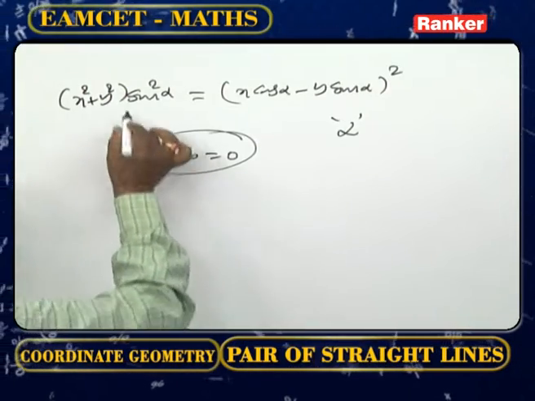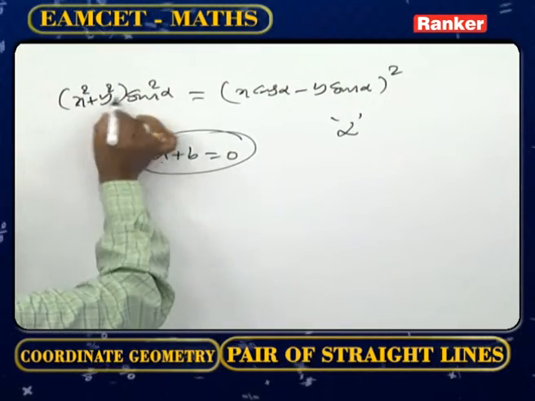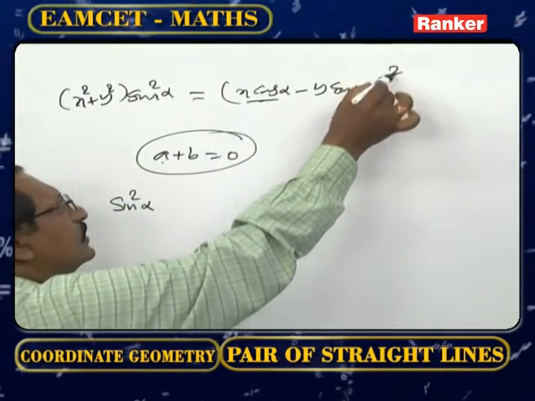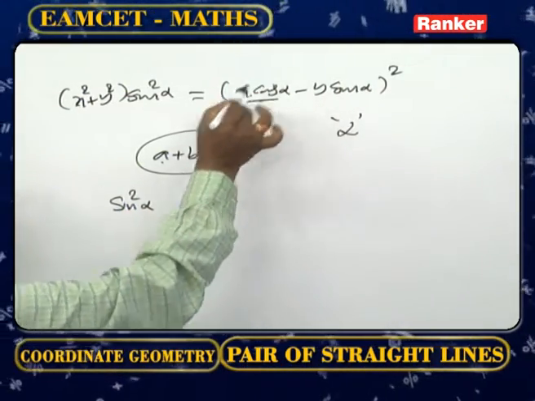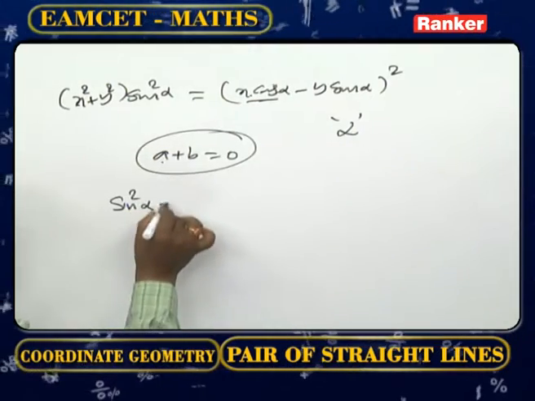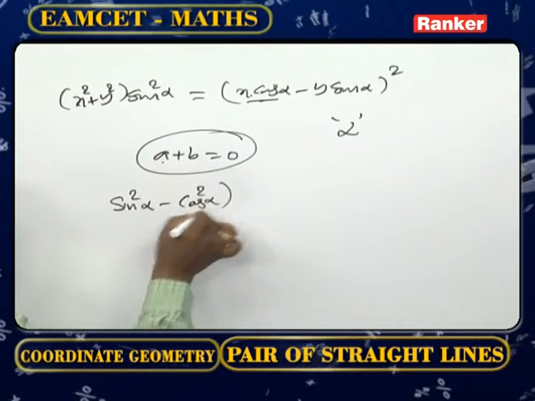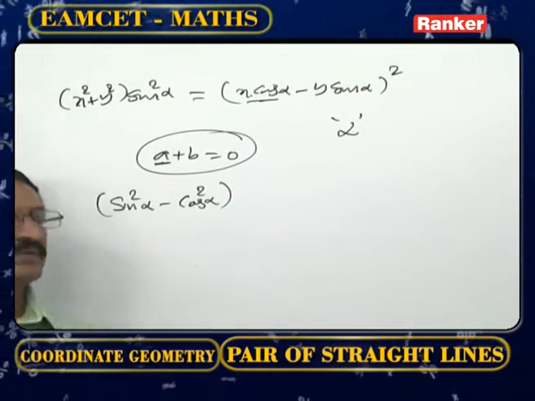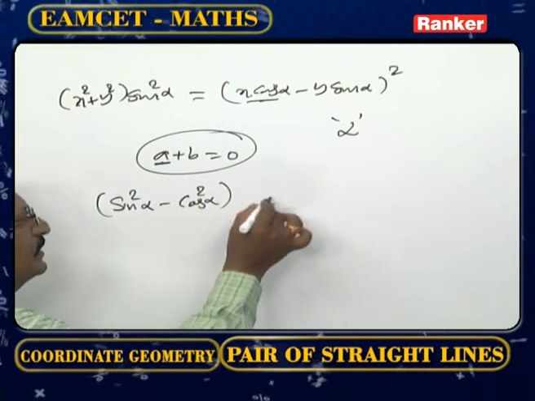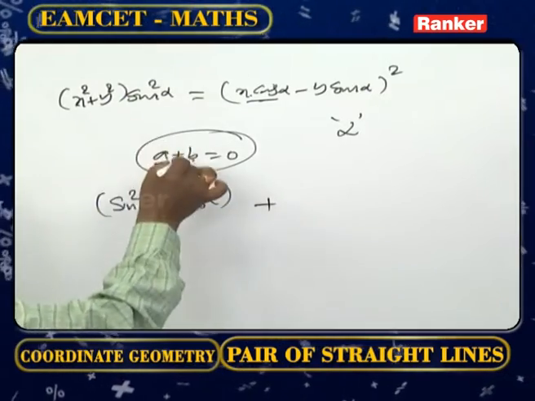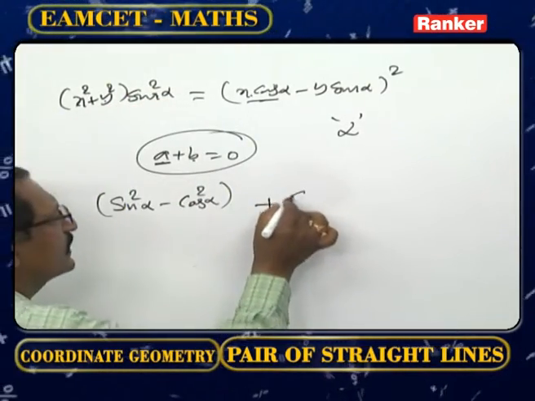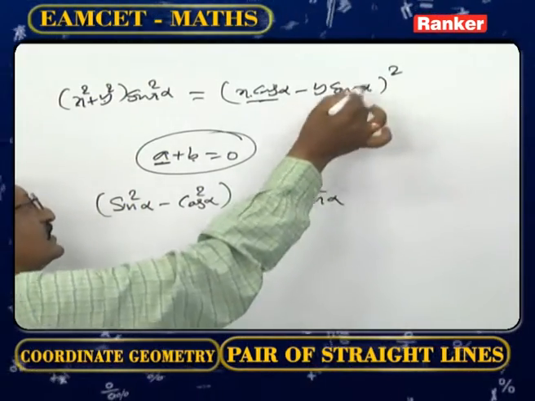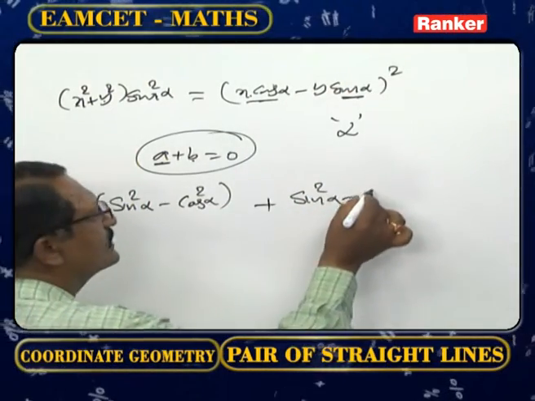Now the coefficient of x squared: on the left side it is sin squared alpha, and on the right side we also get x squared times cos squared alpha. Taking the left side minus the right side, a equals sin squared alpha minus cos squared alpha. Plus the coefficient of y squared, b: on the left side it is sin squared alpha, and on the right side also sin squared alpha, so taking left minus right, b equals sin squared alpha minus sin squared alpha.